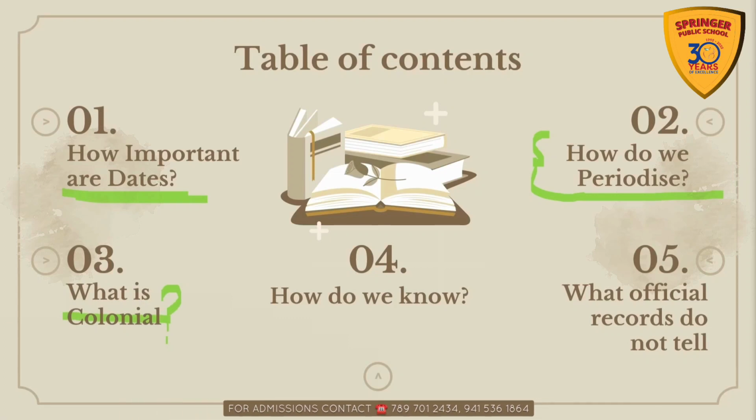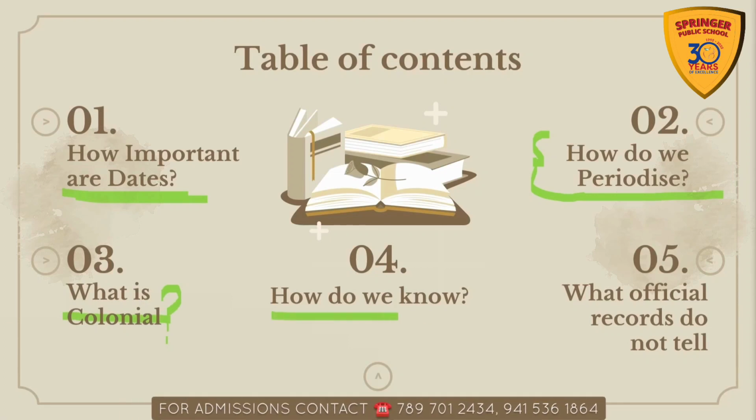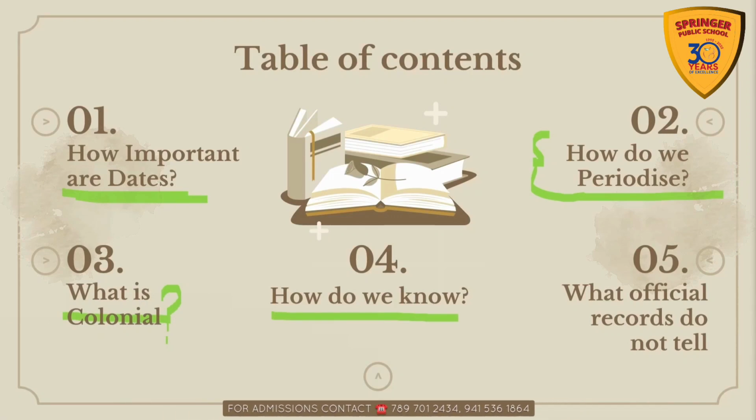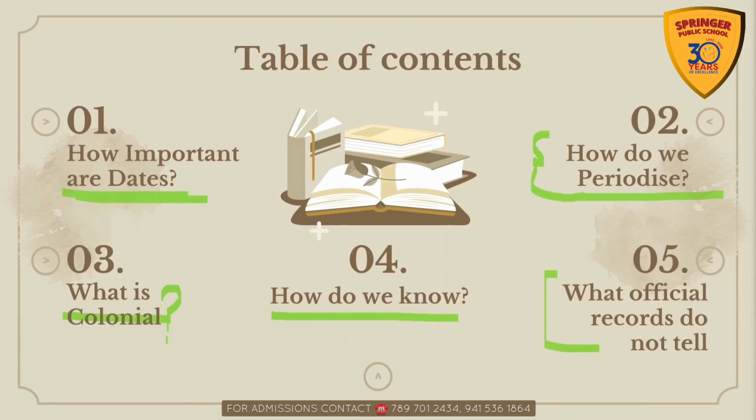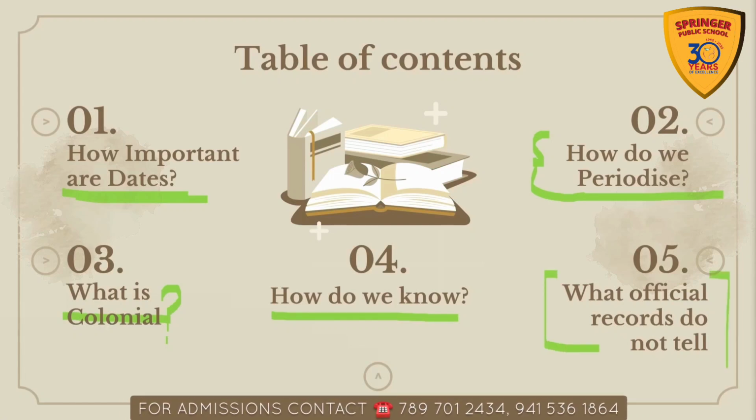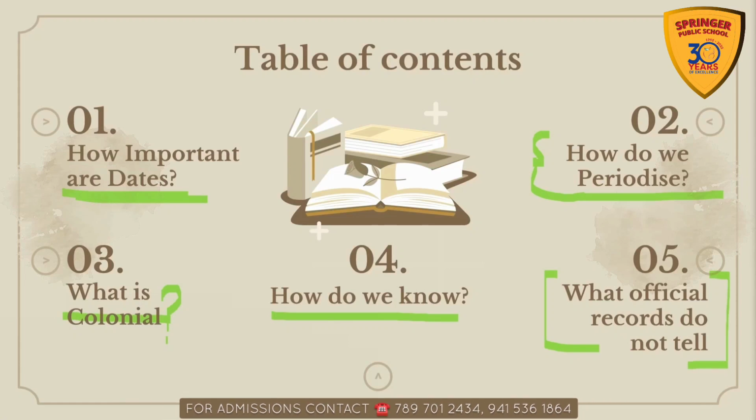Then we will move forward to how we know about all this information. What are the sources we got this information from, right? And after that, we will finalize it with the topic of what official records do not tell us, right? So let's start with this chapter.